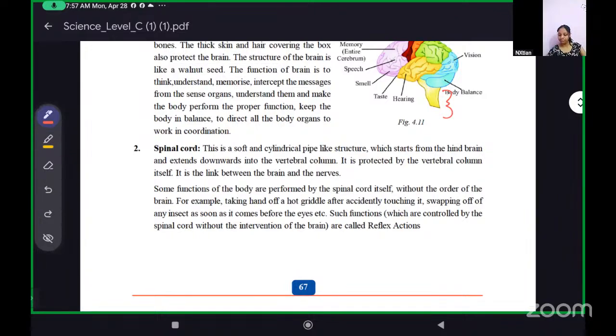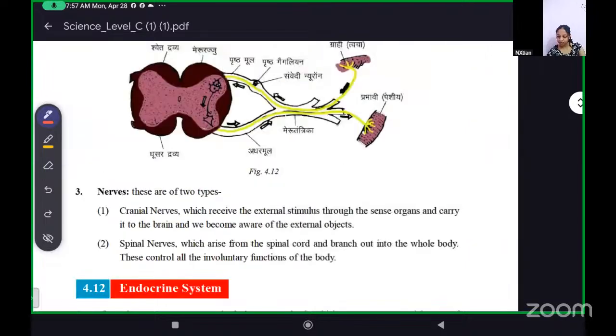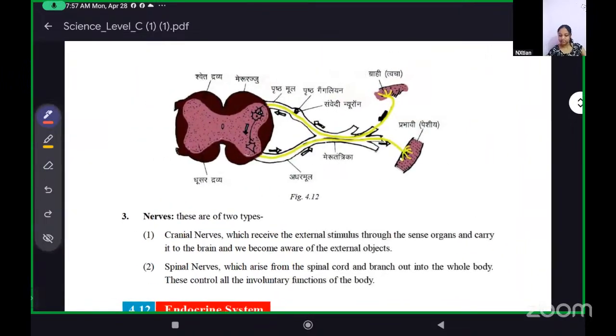All right. So now the third thing is nerves. There are two types of nerves: cranial nerves and spinal nerves. Cranial nerves receive the external stimulus through the sense organs and carry it to the brain, and we become aware of the external objects, what something is.